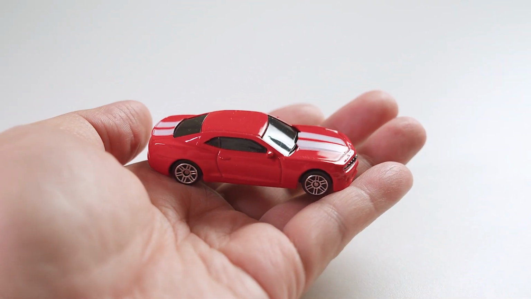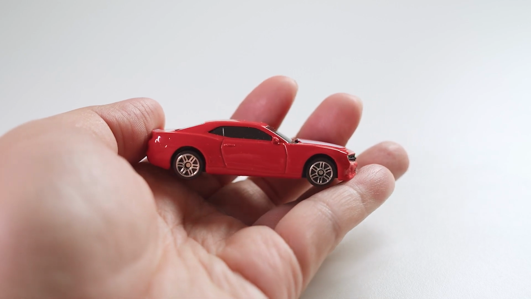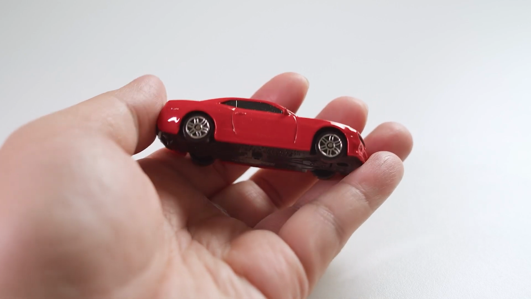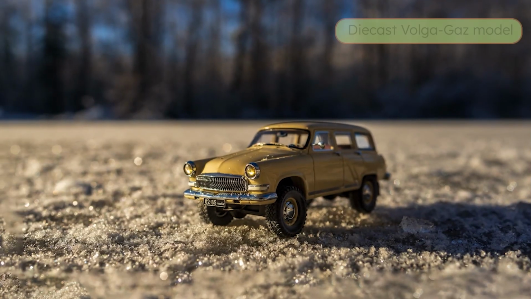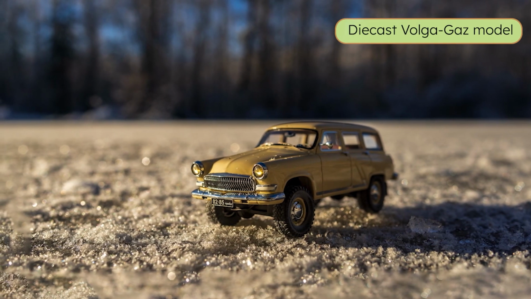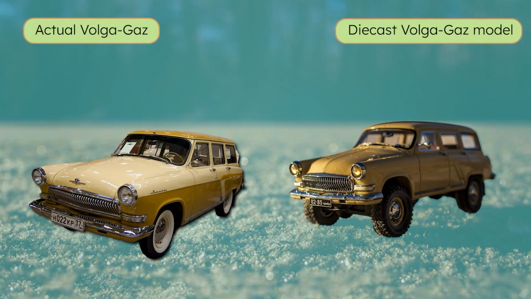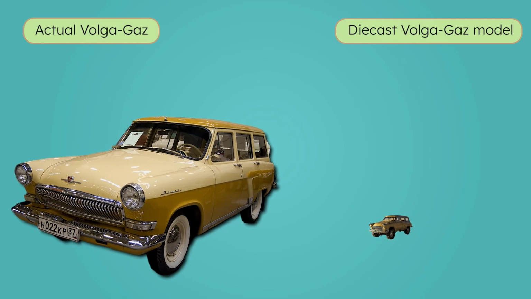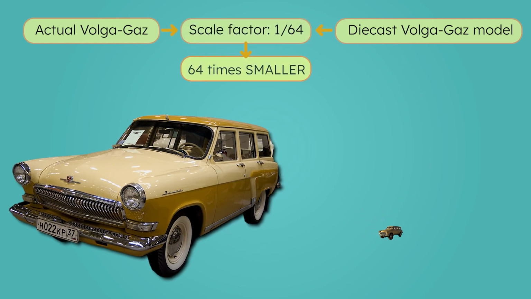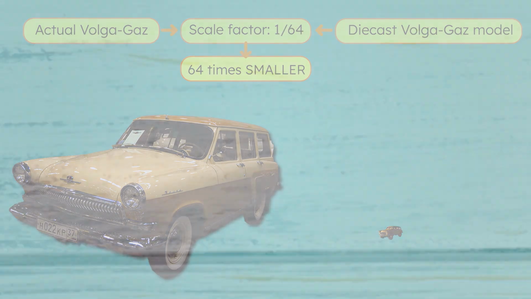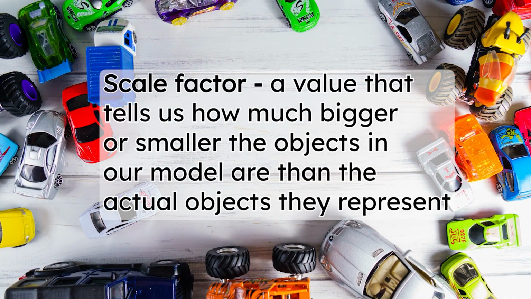You may have some experience already with scale models if you've ever played with die-cast toy cars, such as Matchbox cars or Hot Wheels. Take a look at this vintage die-cast model of a Volga gas. How much smaller do you think it is than an actual Volga gas? Die-cast cars such as these commonly have a scale factor of 1/64th, meaning the model is 64 times smaller than the actual car. So we could define a scale factor as a value that tells us how much bigger or smaller the objects in our model are than the actual objects they represent.